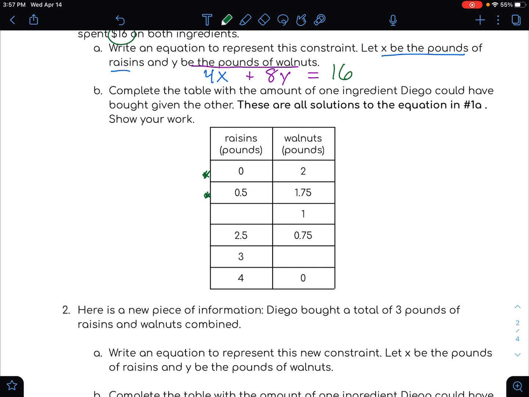We do the same thing here. 0.5 pounds raisins and 1.75 pounds walnuts. If we do 4 times 0.5 pounds raisins and then $8 times 1.75 pounds walnuts, that also comes out to 16. So we're saying all these work. And there's a couple others that work that are given here for us. And we're just going to fill in the gaps here. What's another combination that works? What's another solution? So remember, this is like X and Y.